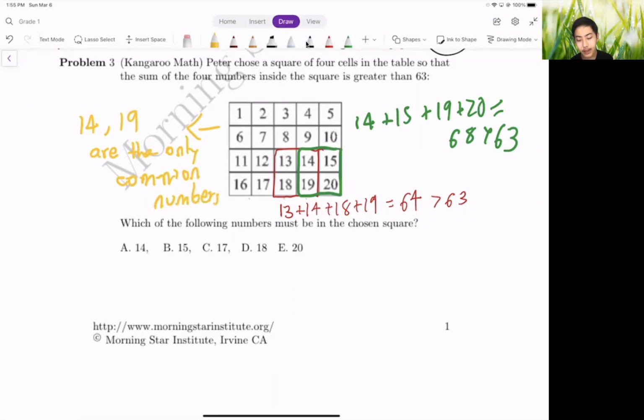And let's see here. Since there's no 19 in the choices, we know that the answer must be 14 because that's the only common number inside both of them that is still included in the choices below. So we circle 14, and that gives us that the answer is A, or 14.